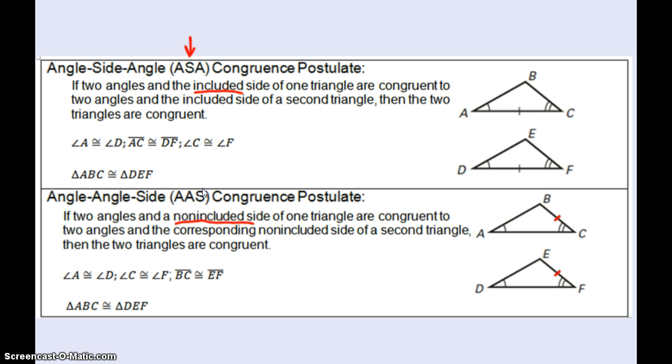Here in angle, angle, side, we have a conversation with angle and angle, but side's over here going, hey guys, how's it going? Third wheel awkwardness happening here, okay? So the side is not in between the two angles in angle, angle, side. It's off to the side, okay?